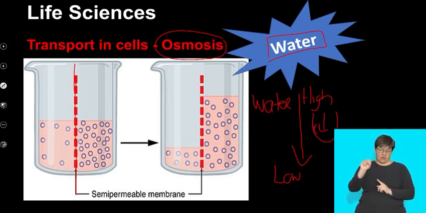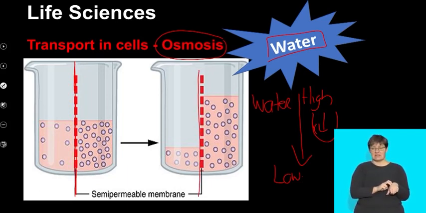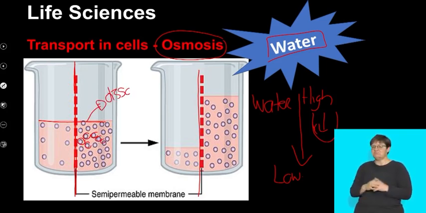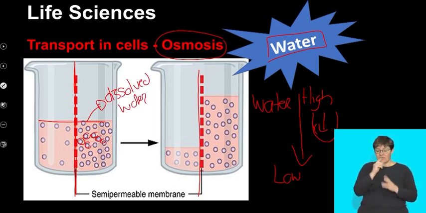But if you have a look over here, when osmosis occurs, I need to have a concentration gradient. This pink is the water. These little blue things are what's dissolved in the water. So, for example, it could be sugar, it could be salt, and they are dissolved in the water.